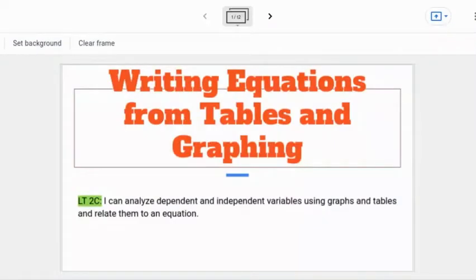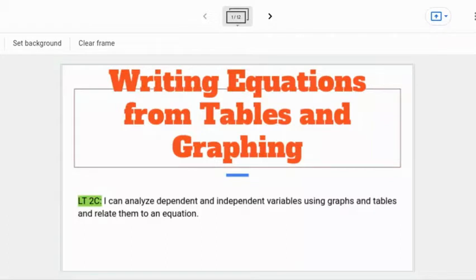So I know this is going to be a little bit different today, but this way we won't get behind in our lessons and we'll be able to kind of stay caught up and go through it. So here we go. This lesson is called Writing Equations from Tables and Graphing.